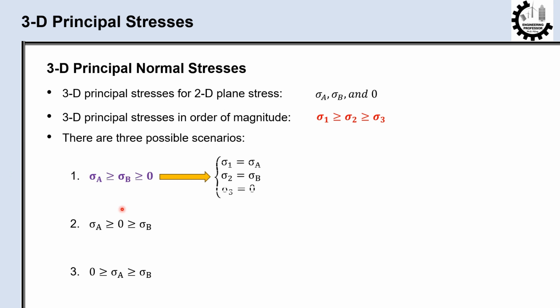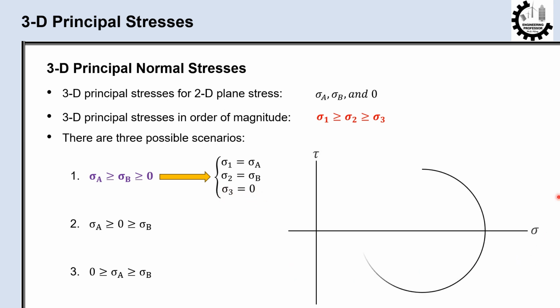Both sigma A and sigma B are positive. This means the larger value, for example, sigma A, will be the maximum principal normal stress, sigma 1. Sigma B will be sigma 2, and 0 will be sigma 3. By drawing the Mohr's circle, we can visualize the three principal normal stresses.